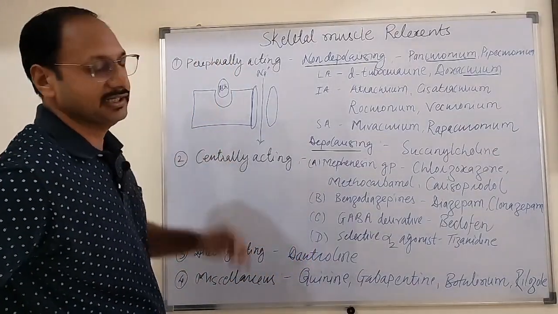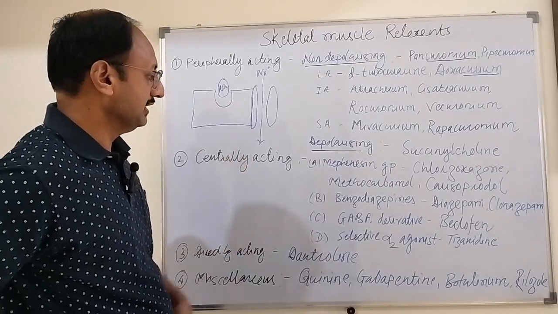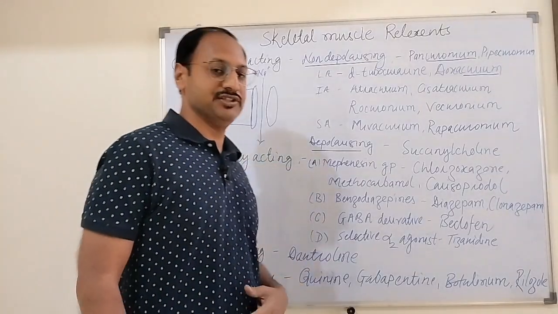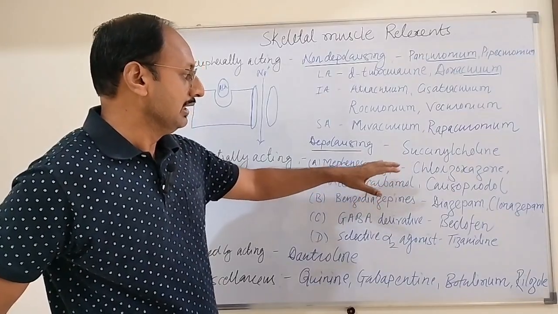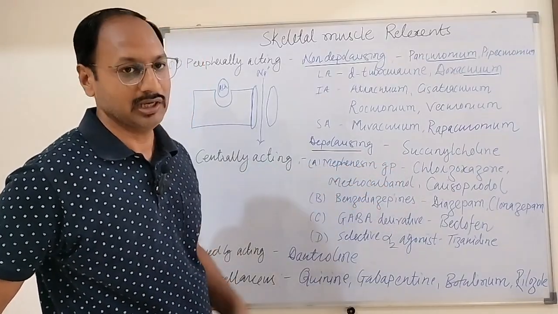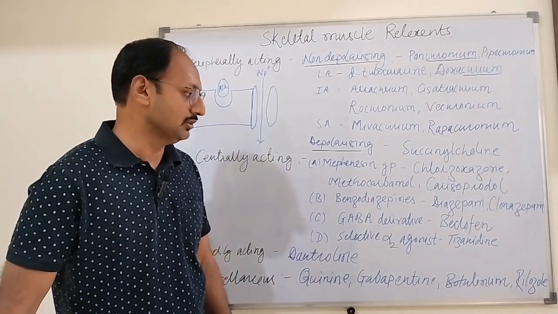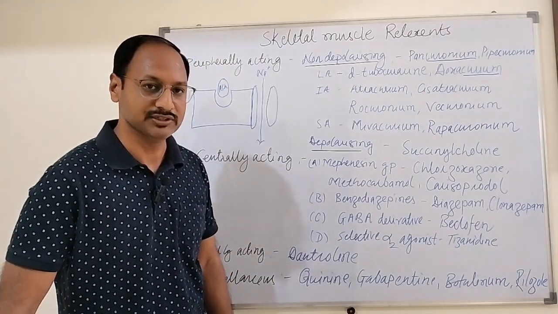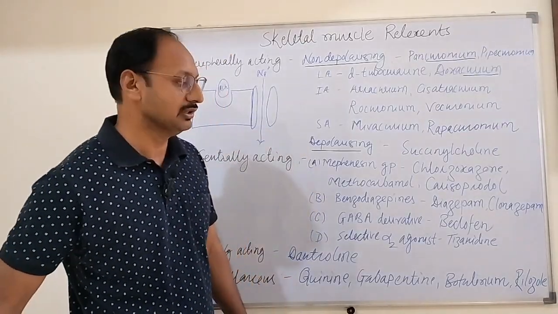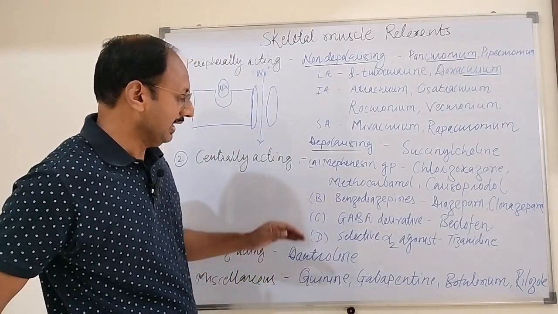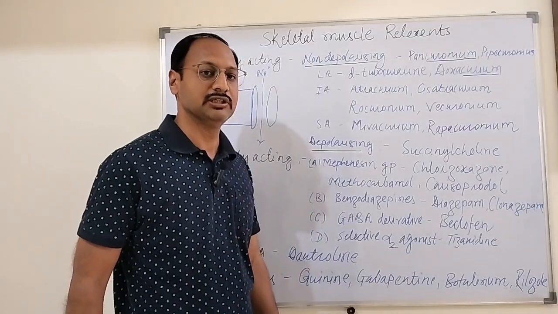Next is centrally acting skeletal muscle relaxants. They are divided into number one, the mephenesin group, which includes carisoprodol, chlorzoxazone, and methocarbamol. Second group is benzodiazepines, which includes diazepam and clonazepam. Third group is GABA derivatives, which includes baclofen. And fourth group is selective alpha-2 agonists, which includes tizanidine.